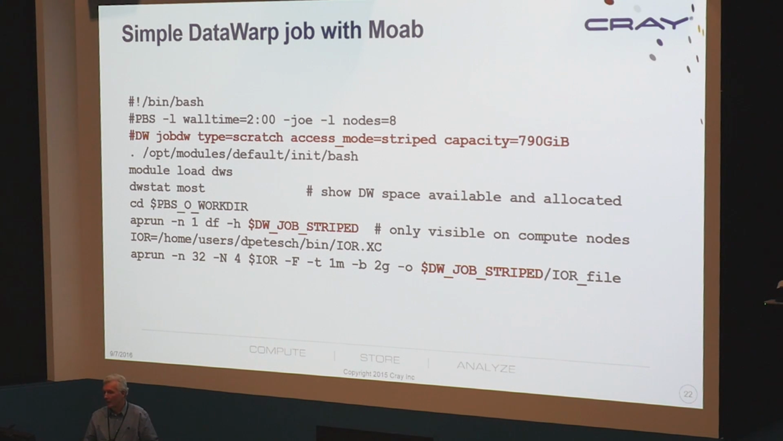Here's an example of how you would actually use it using Moab. In this particular thing, you have a DataWarp definition. You say type is scratch, my access mode is striped, capacity in this case is 790 gigabytes, which most likely was probably on one DataWarp node. There's a command in there, dwstat, that would actually show you which your space would be available. In this particular case, the user specified that he wanted to see how much space he really got. And then you basically specify the location of where you want your output to be run.